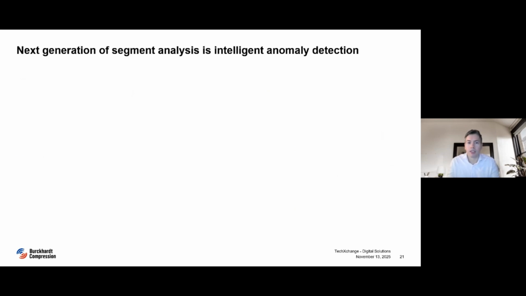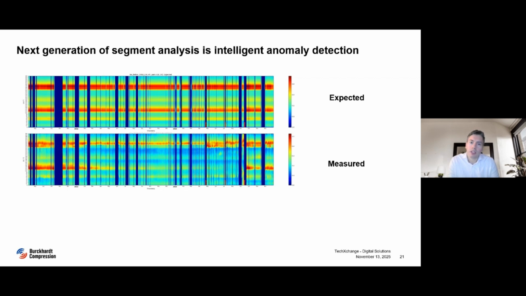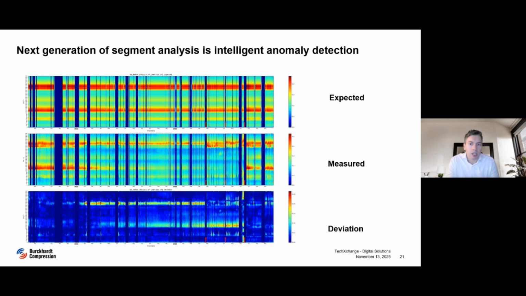The algorithm starts by learning how the compressor is typically operated during a training period of 2 to 3 months. In this phase, it builds a model of expected behavior based on the collected data. Once the learning phase is complete, the algorithm goes live and continuously compares the actual measured values against the expected values for each segment. These comparisons then generate a deviation heat map, highlighting both the minor and the major deviations.